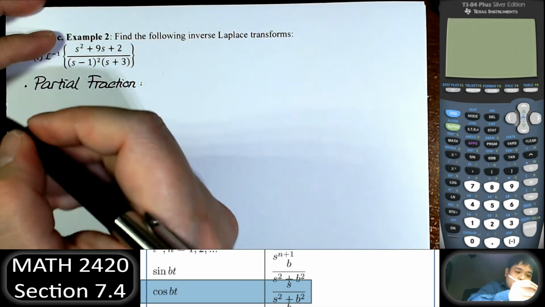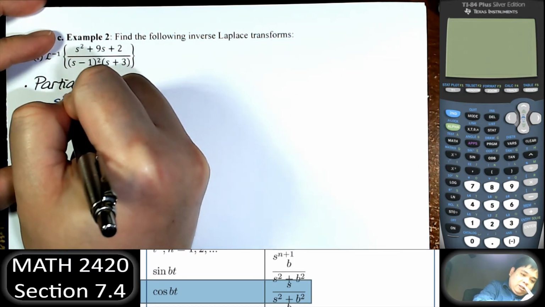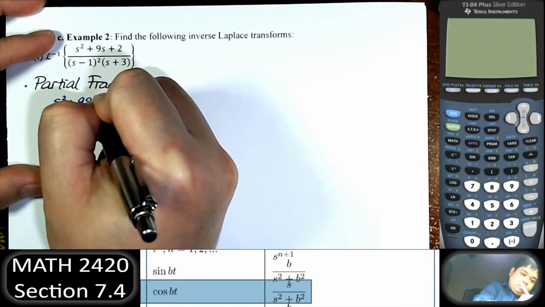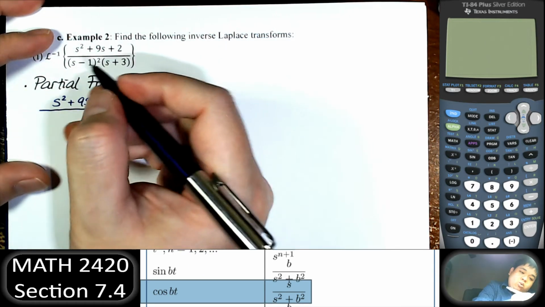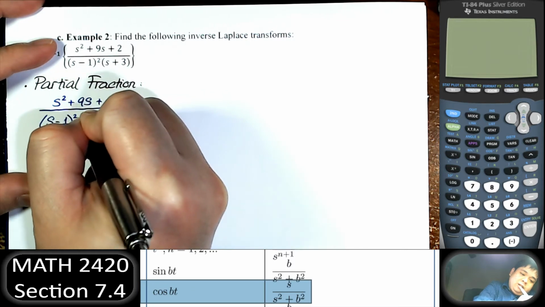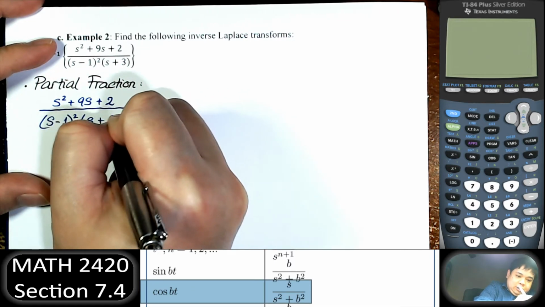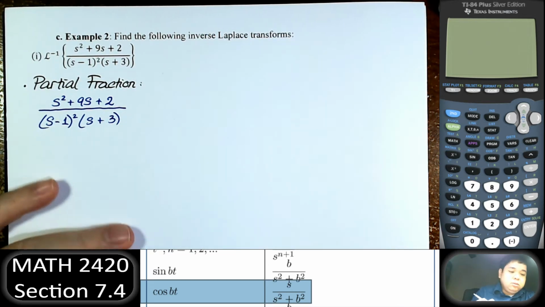So we write s squared plus 9s plus 2 over the bottom of (s minus 1) squared (s plus 3), right.